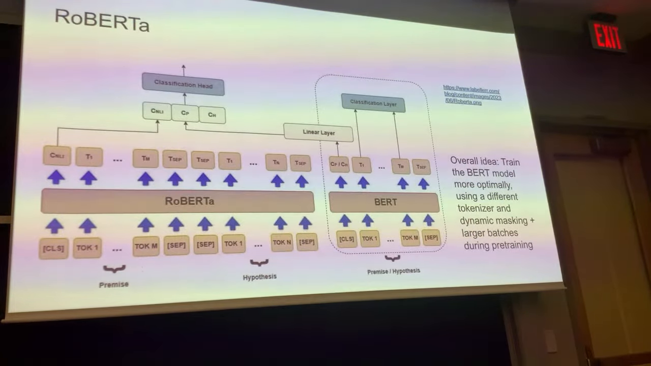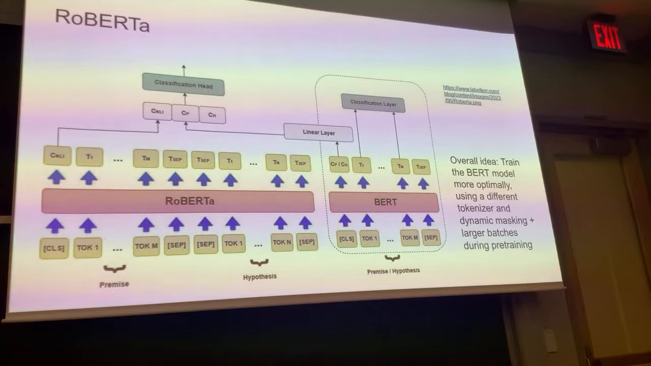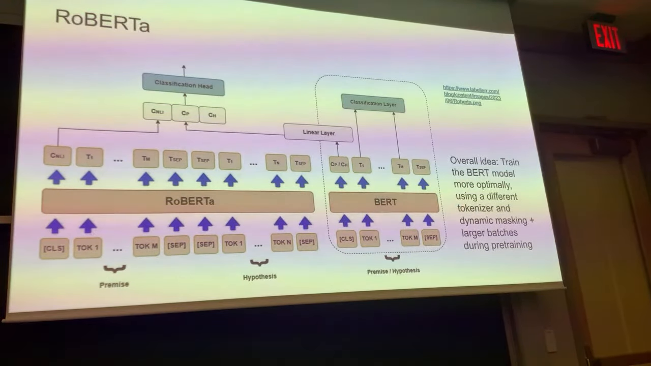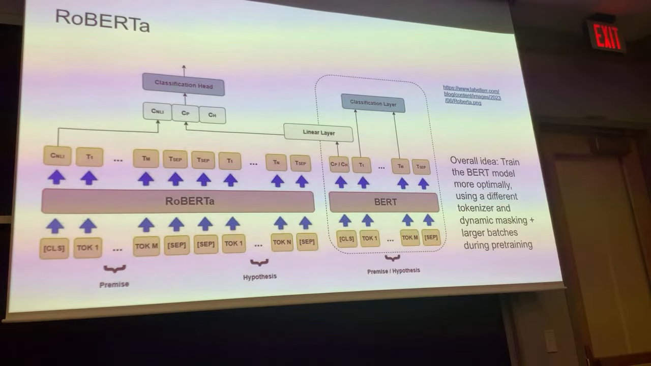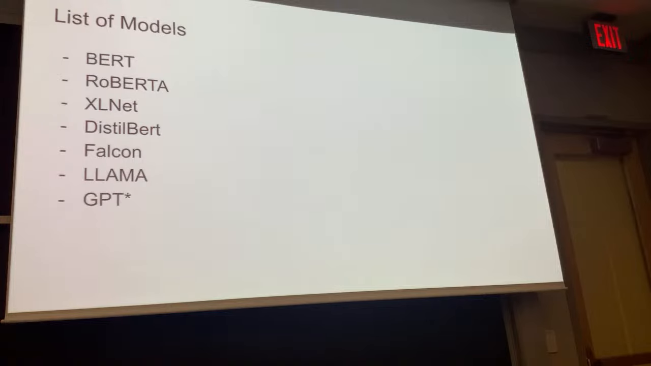Okay, RoBERTa is very similar to BERT, except it's done using a different pre-training scheme. It uses larger batches and dynamic masking. Honestly, there are a lot of models, so it would take a lot of time to go into what all of them are doing. We talked about BERT and RoBERTa. XLNet is another model you could use, which does a permutation comparison between different tokens. DistilBERT is basically trained on the inputs and outputs of BERT.